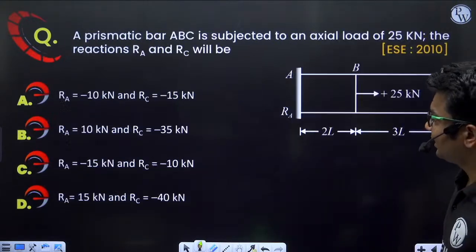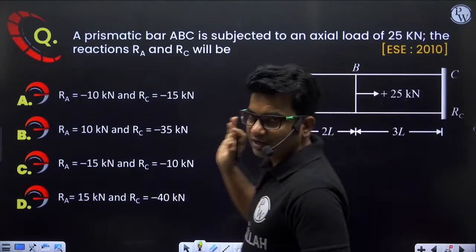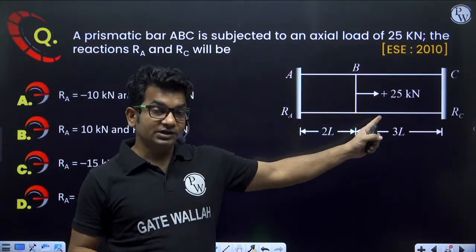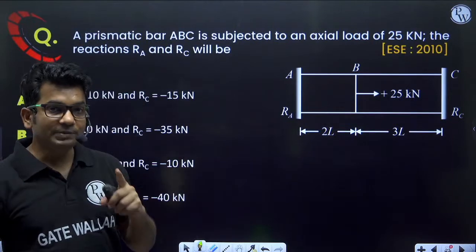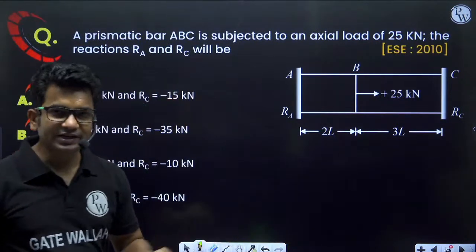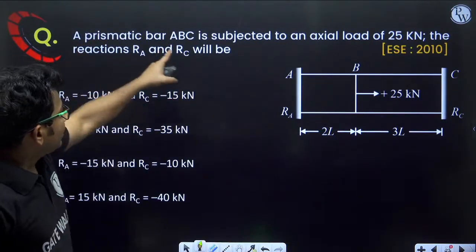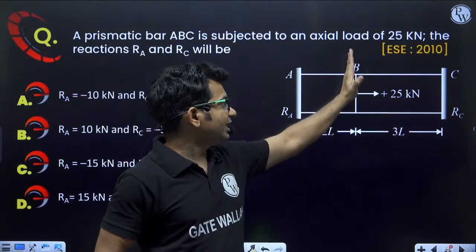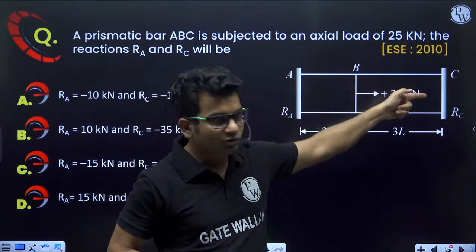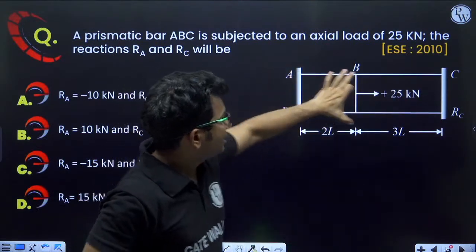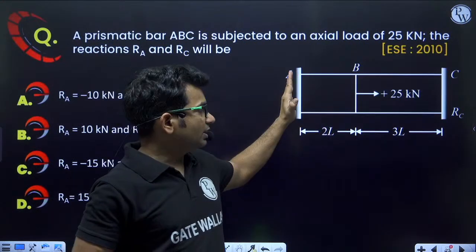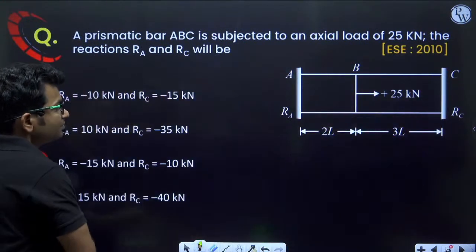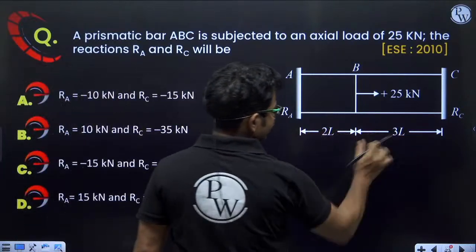Okay. Next question, 2010. Now we are coming to 2010, and this is a problem of an indeterminate structure. So we have to apply a compatibility condition also, but it is very easy. A prismatic bar ABC is subjected to an axial load of 25 kilonewton. At the junction, point B, the 25 kilonewton load is applied, and both the ends A and C are fixed supports. This length is given as 2L, and this length is given as 3L.